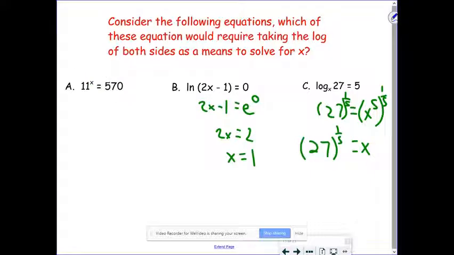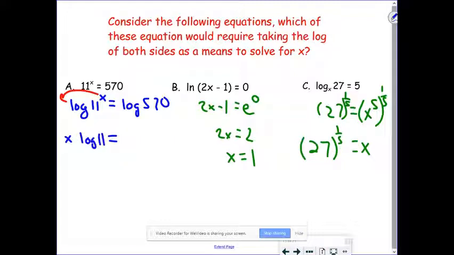In A, so how am I going to do this? I'm going to take the log of both sides. Log of 11 to the x equals log of 570. I bring the x out in front. I divide by log of 11. And there's my exact answer here: log of 570 over log of 11.